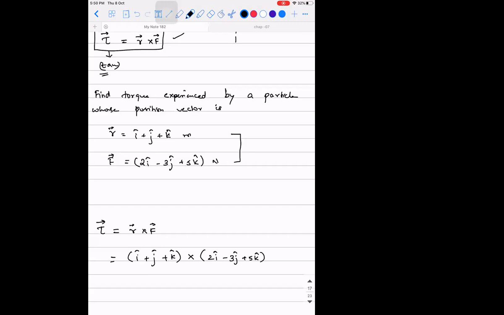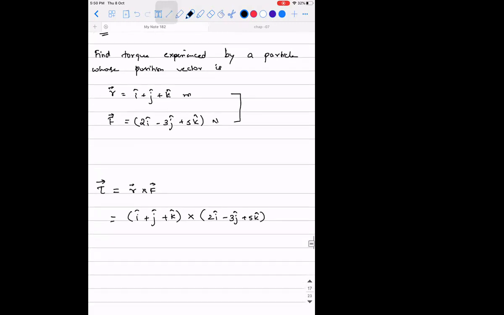Okay. 2i cap minus 3j cap plus 5k cap. So how to do the cross product is, if you recollect, there is a method called the determinants method. You write i cap, j cap and k cap. Below i cap, j cap, k cap, you need to write the coefficients of i, j, k for the first vector. So this is the first vector. The coefficients are 1, 1 and 1. Then below that you need to write the coefficients of the second vector, that is 2, minus 3 and 5.